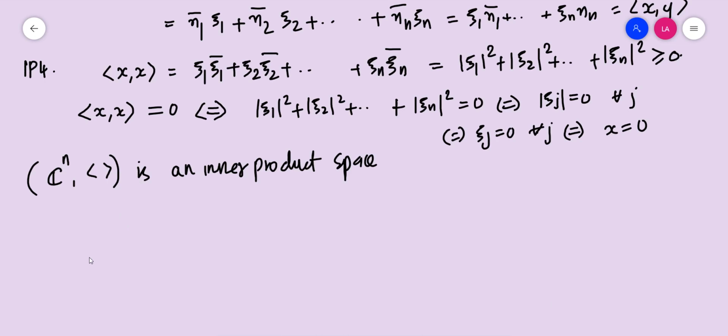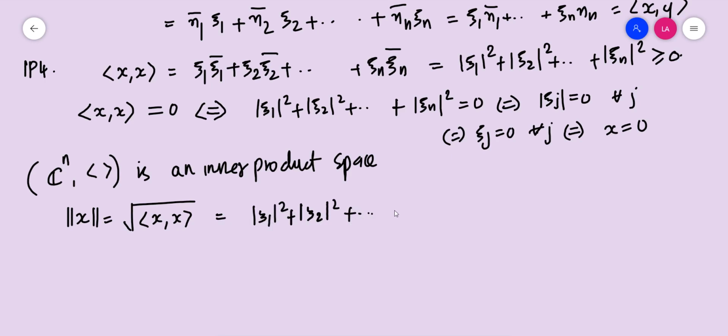Now using this we can define the associated norm as well. So norm x should be equal to square root of inner product xx, which by definition is modulus of theta 1 square plus modulus of theta 2 square plus etc. modulus of theta n square, the whole raised to 1 by 2. So this is what is actually norm x. Associated with that we have a norm which is actually the usual norm defined on Cn as well.